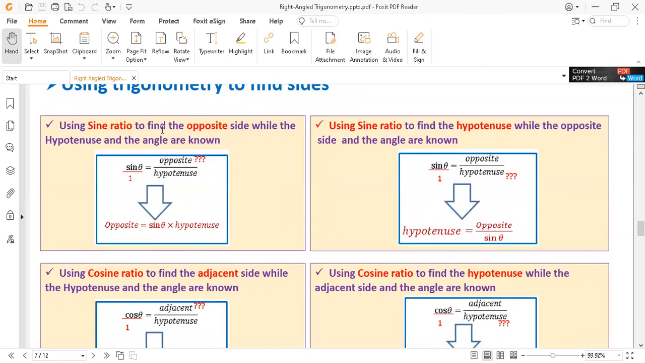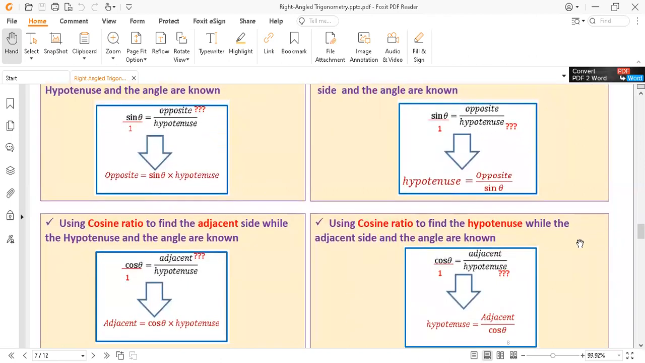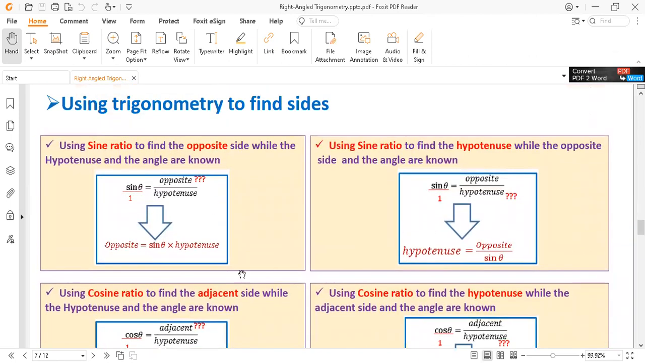Using the sine ratio to find the opposite side, while the hypotenuse and the angle are known. We should know which sides are involved and which angle is known to know which ratio we can use. Here, if we have the hypotenuse and sine theta, and we want to find the opposite, we are involving the opposite and the hypotenuse in the same expression. We have opposite over hypotenuse equal to sine, so we use the sine ratio. In this way, the opposite is equal to sine times hypotenuse.